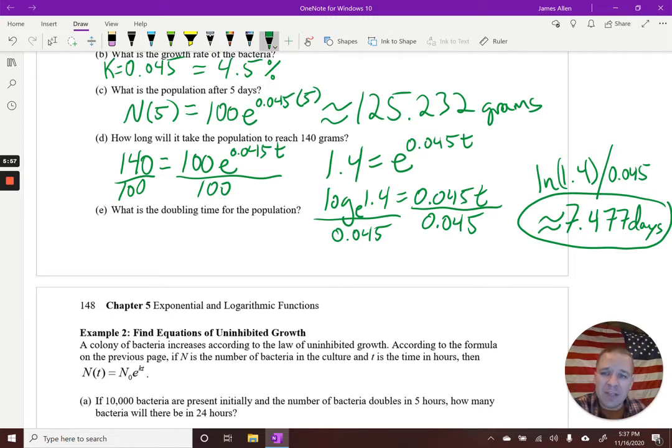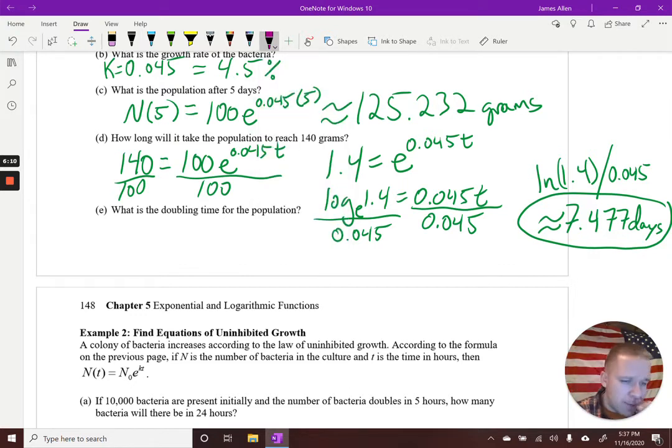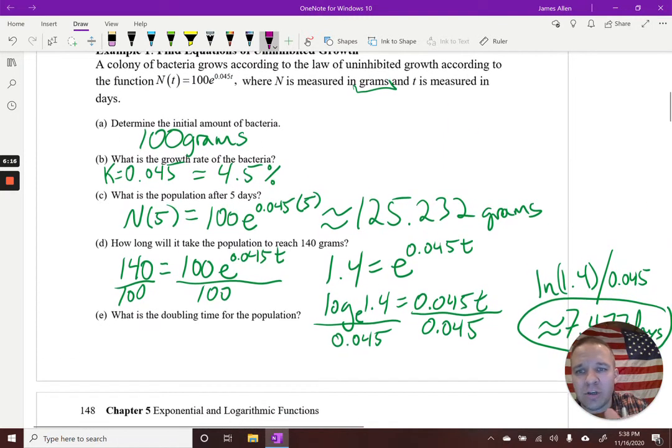Nice. Now the next one is, what is the doubling time for the population? What does the doubling time mean? I'm going to change colors here because we might get a little mixed in with the other work. So doubling time means, how long did it take for the bacteria to double? Well, what is double the initial population? Remember, our initial amount of bacteria was 100 grams. So now I'll set this equal to 200 grams and I'm going to solve for t.